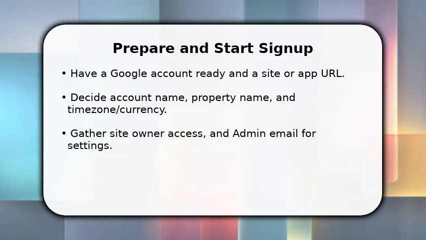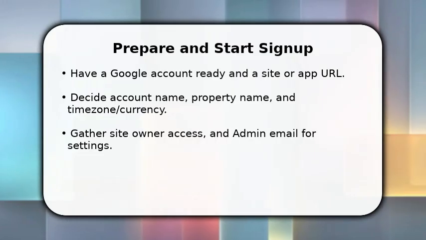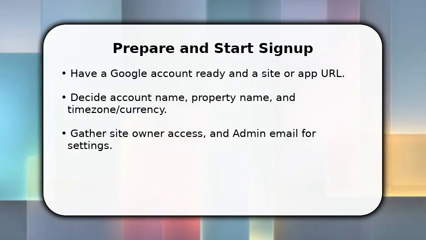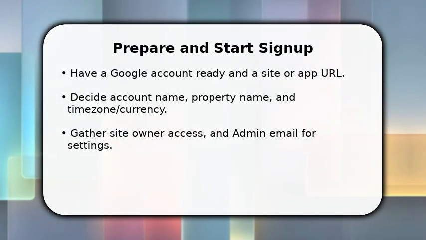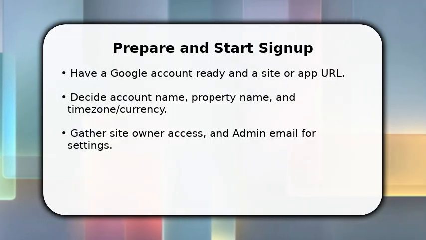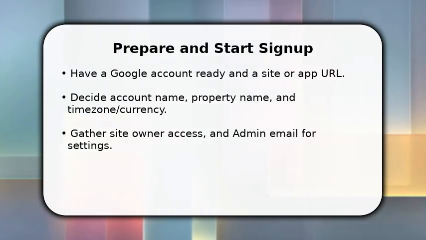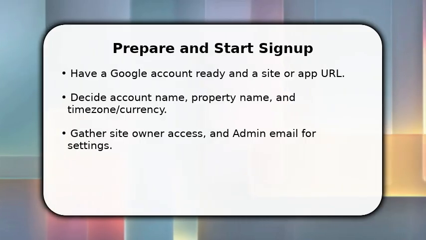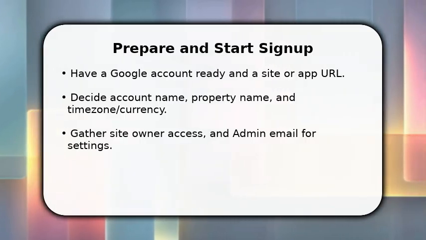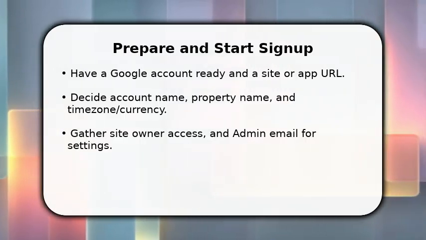You start by signing into your Google account and going to Google Analytics. First, choose a clear account name and pick the property type, web or app. This determines tracking options. Once done, enter your website or app URL and set your reporting time zone and currency so data aligns with business hours.